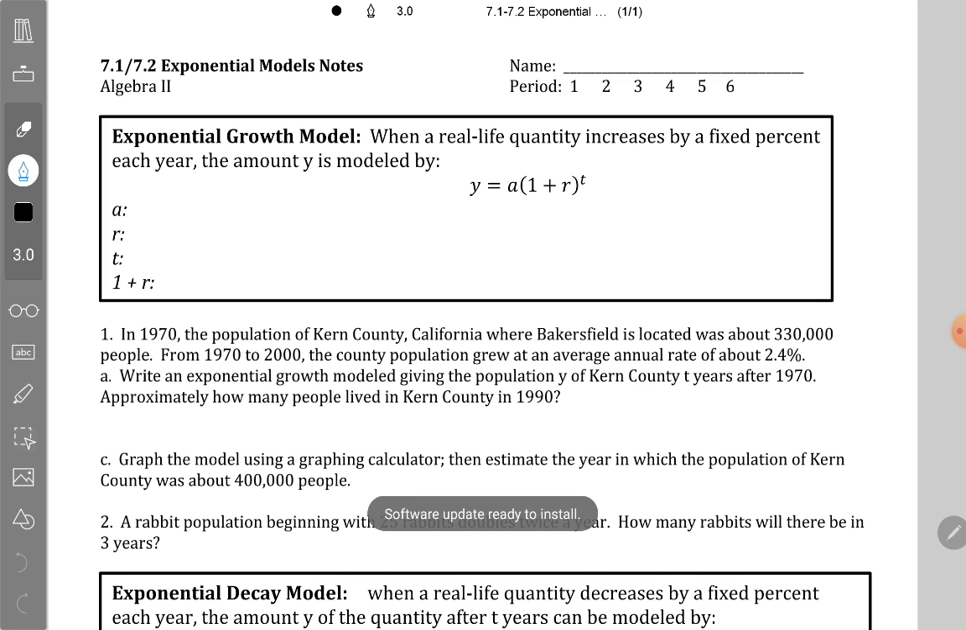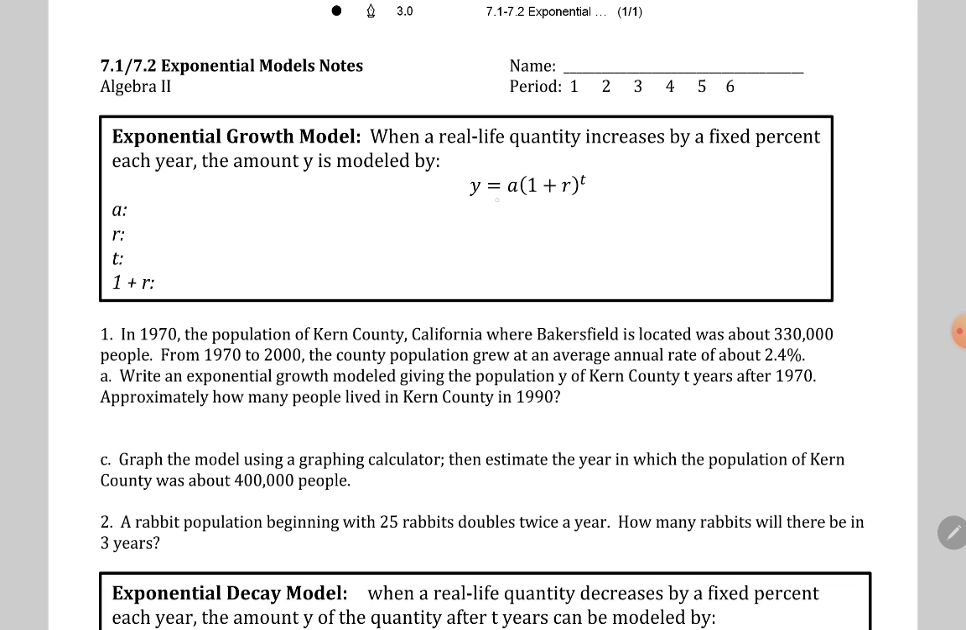When a real life quantity increases by a fixed percent each year, the amount y is modeled by this, where a is your initial amount, r is your growth rate, t is time, and 1 plus r is your growth factor.